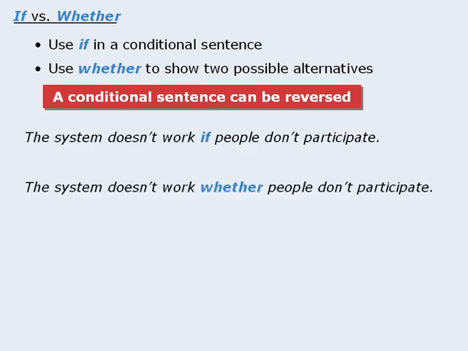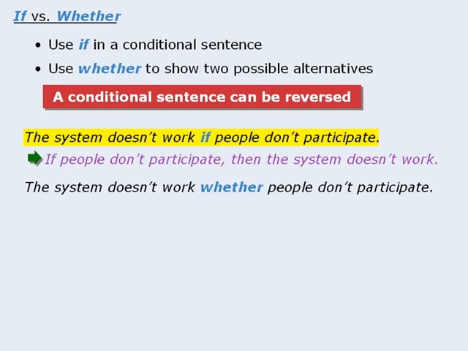Okay, what about these last two sentences? Once again, let's assume that if is correct here and see what happens. Well, if the word if is correct, then this is a conditional sentence, which means we can reverse the order. When we reverse the order of this sentence, we get, if people don't participate, then the system doesn't work. This sentence makes sense, and it expresses the same message as the original sentence. As such, the correct answer here is, the system doesn't work if people don't participate.